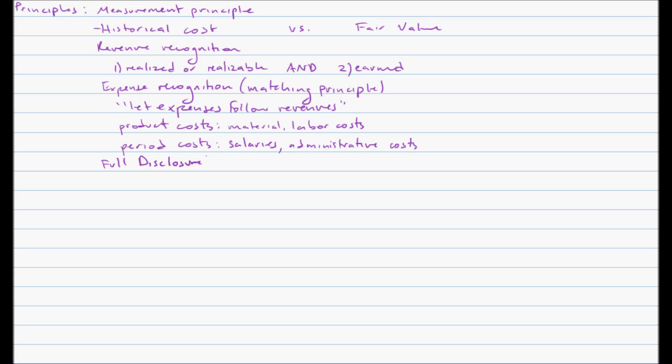But for now, it's important to know that information can be reported in one of three places. The first is the main body of the financial statements. The second is notes to financial statements. And the third is supplementary information that's included with the annual report.